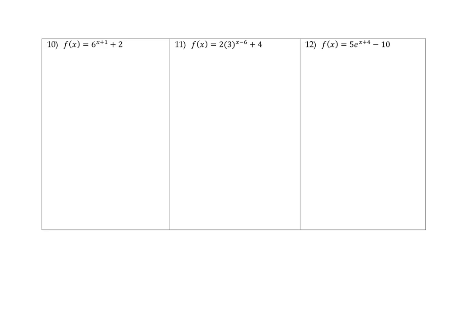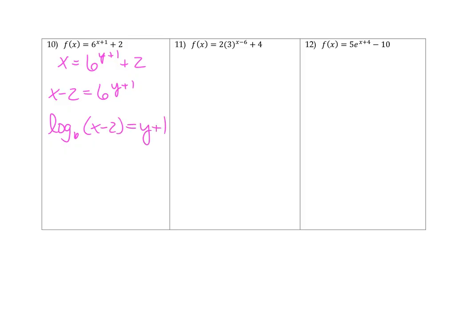Okay, last 3. Where y is, I put an x, and where x is, I'm going to put a y. I'm going to subtract that 2. I'm going to move into logarithmic form. So log base 6 of x minus 2 equals y plus 1. Now to isolate that y, I'm going to subtract 1. It doesn't change my argument any, so it's going to be on the outside.